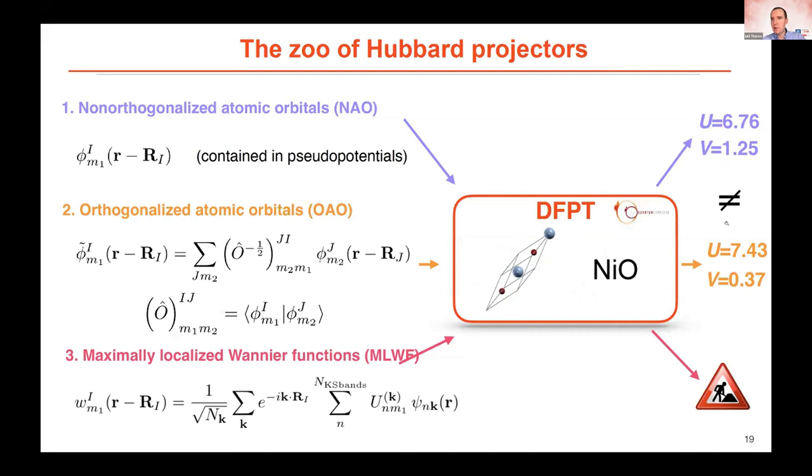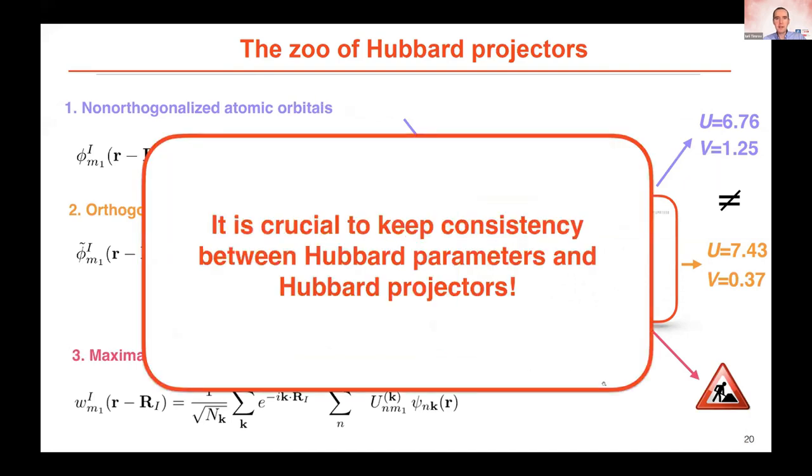So you can see that these numbers are not at all the same, which really confirms what I was saying, that the values of Hubbard parameters are very sensitive to the type of Hubbard projectors. So the take-home message is that it is crucial to keep consistency between Hubbard projectors and Hubbard parameters. So if you computed Hubbard parameters using orthogonalized atomic orbitals, you need to use those values with the same type of projectors for production calculations.